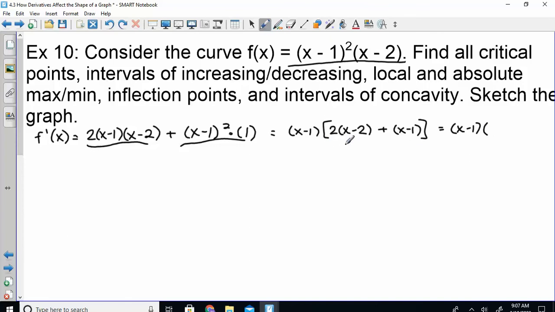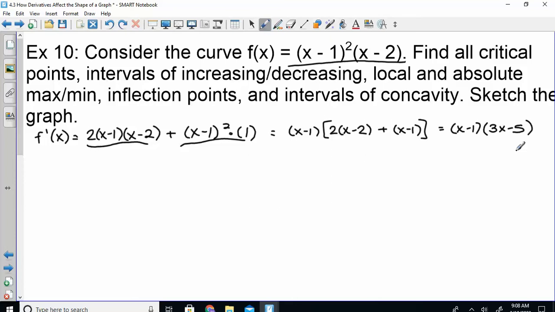So if we simplify, can I combine steps here? I need to distribute the 2 and add like terms. So that would be 2x plus x is 3x. Minus 4 minus 1 is minus 5. Have I lost anybody there?